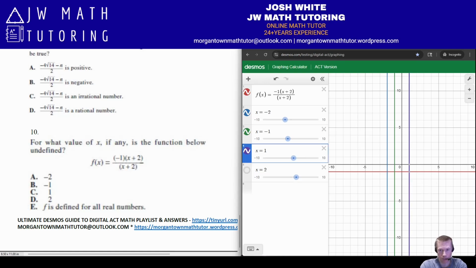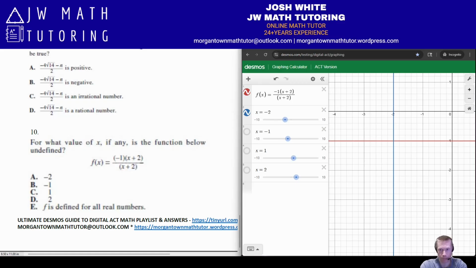All right, what about the others? Which ones are clickable? So notice here, x equals 1. It's clickable. There's a y value. It's -1. Okay, so it's not undefined. It is defined. Here, at x equals -1, again, there's a y value, there's a y coordinate, it's -1, the function is defined. Now, what about at x equals -2?